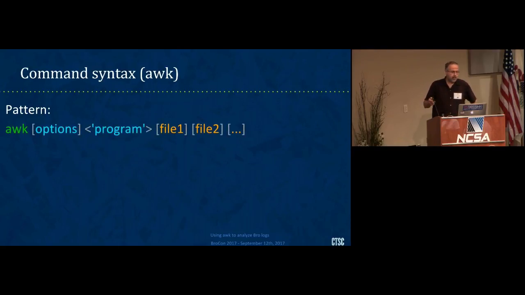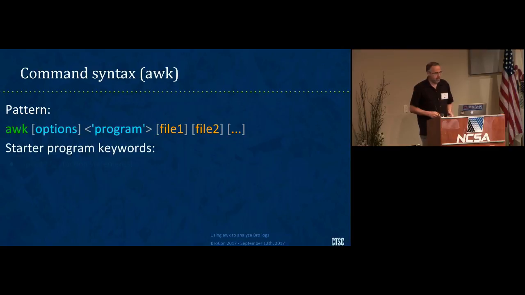So the basic pattern of awk is to say awk and then give it an option. In Bro's case, you want to give it the tab delimiter option, and then the program that you want to run, the awk script, and then a file name or two or three, or pass the input from standard input into awk. We'll talk about that in a second.